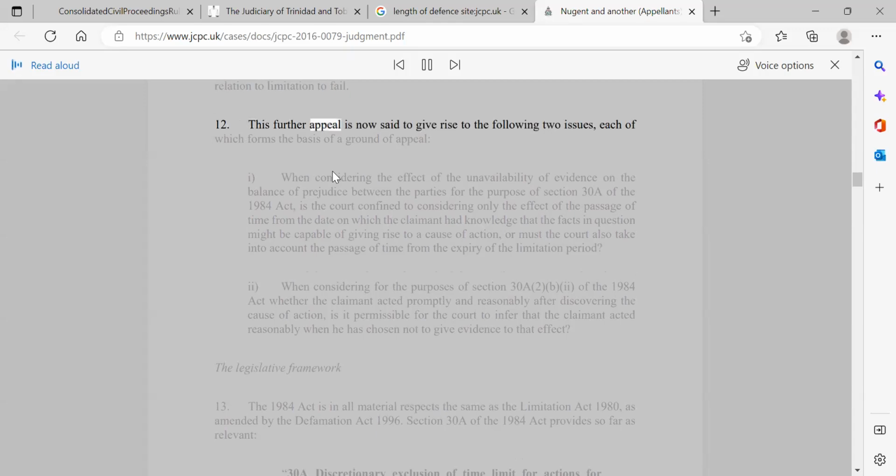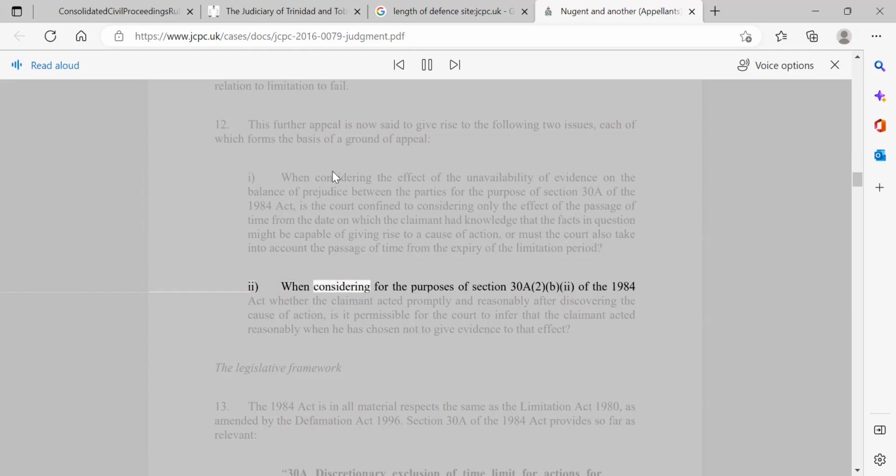12. This further appeal is now said to give rise to the following two issues, each of which forms the basis of a ground of appeal. 1. When considering the effect of the unavailability of evidence on the balance of prejudice between the parties for the purpose of Section 30A of the 1984 Act, is the court confined to considering only the effect of the passage of time from the date on which the claimant had knowledge that the facts in question might be capable of giving rise to a cause of action? Or must the court also take into account the passage of time from the expiry of the limitation period?